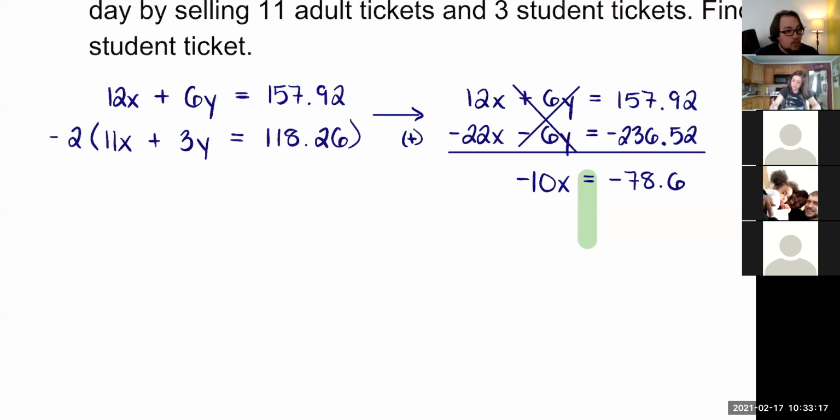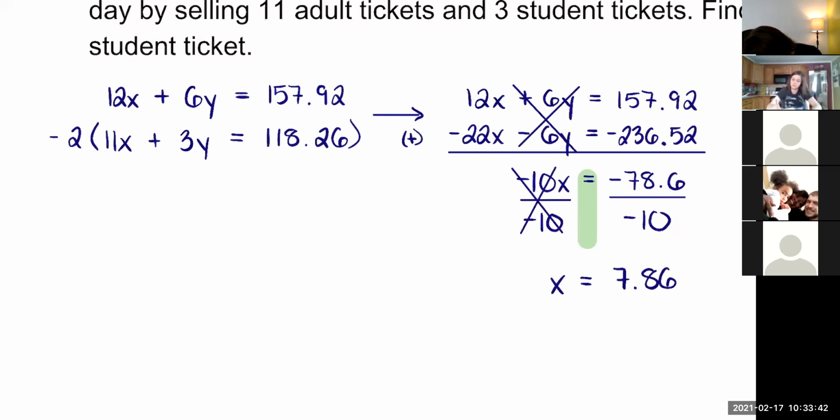Okay. So yes, there's a decimal, but it's still just a one-step equation yet again. So when I go to finish this problem, divide both sides by negative 10. I'm going to get that x equals 7.86. And again, yes, there's a story, but we're pretending that's not there. So for now, I'm just going to say that x is 7.86 because we're not quite done yet. We still need the y that goes with it.